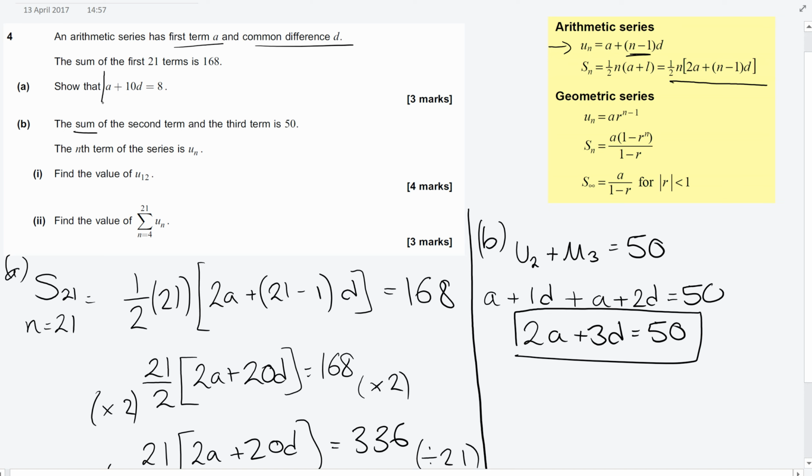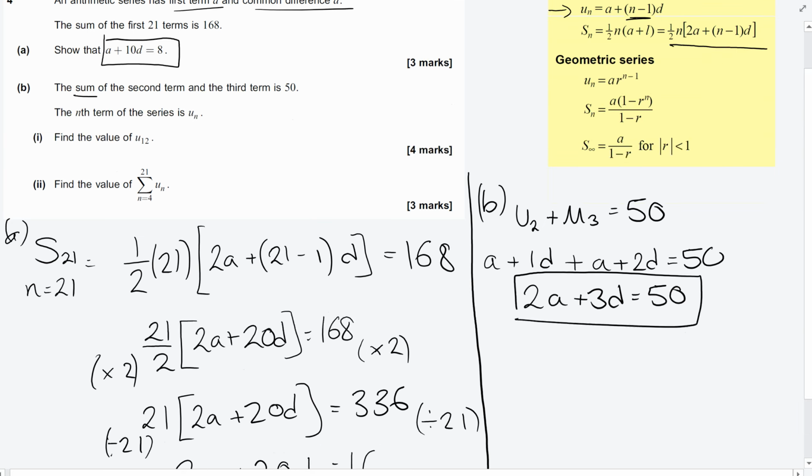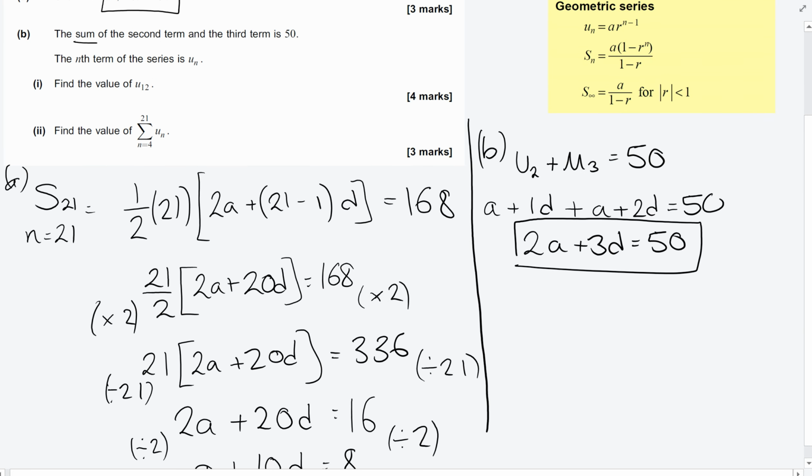So I've now got 2 equations. I've got the first one from part A plus 10d equals 80. And I've got 2a plus 3d equals 50. So using those two, I'm going to be able to solve these two simultaneously to actually be able to find the values of A and D. And once I've got that, finding U12 is really straightforward. So these are my two equations. I'll put boxes around them and call that one equation 1 and that one equation 2.